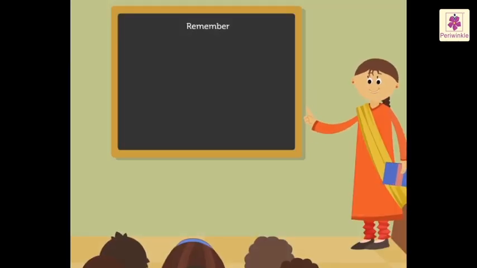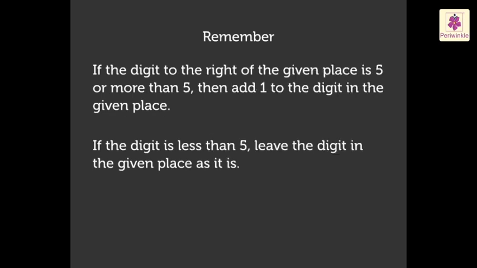So, kids, remember these 2 points and it would be easy for you to get the estimated values. If the digit to the right of the given place is 5 or more than 5, then add 1 to the digit in the given place. And if the digit is less than 5, leave the digit in the given place as it is.